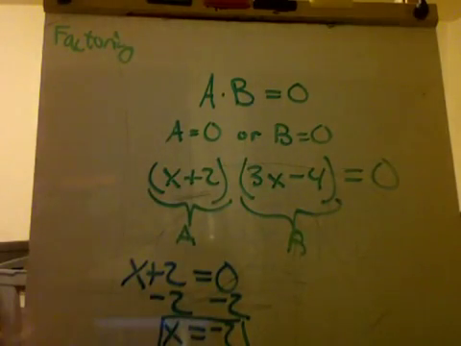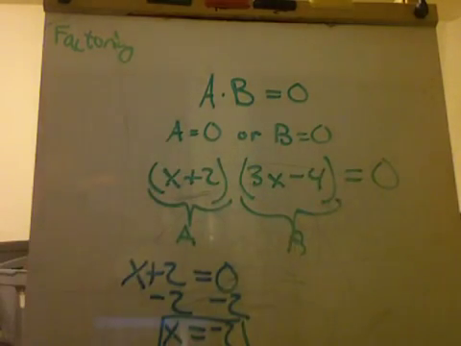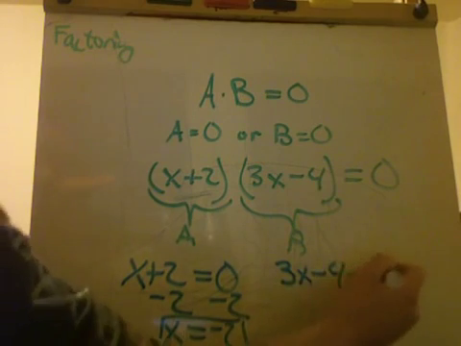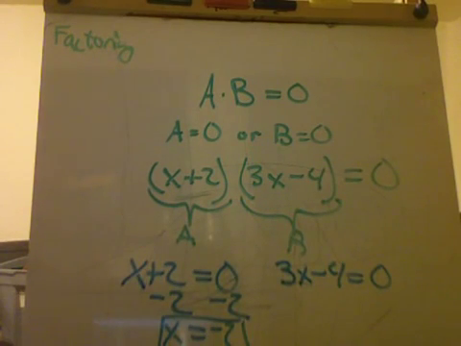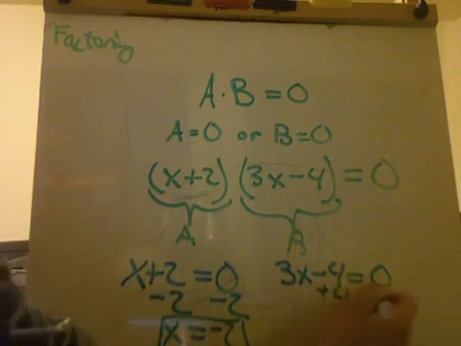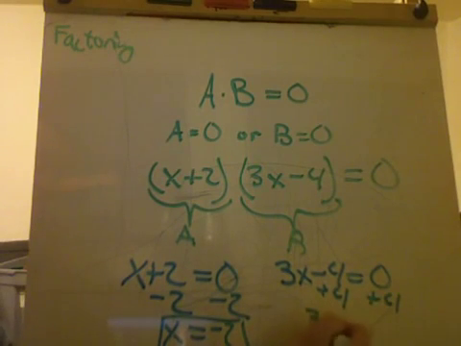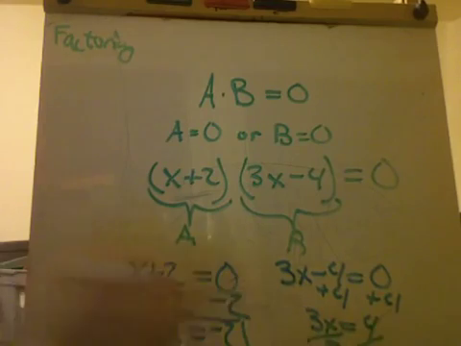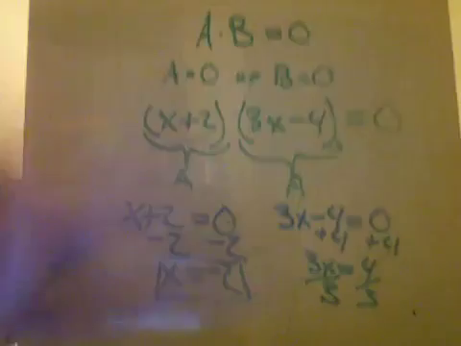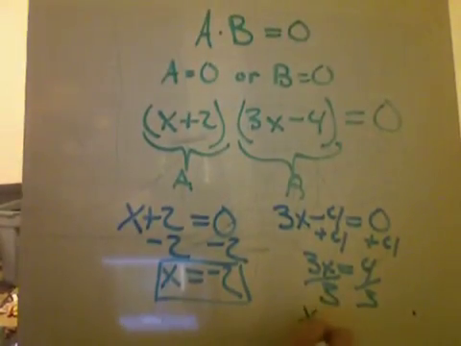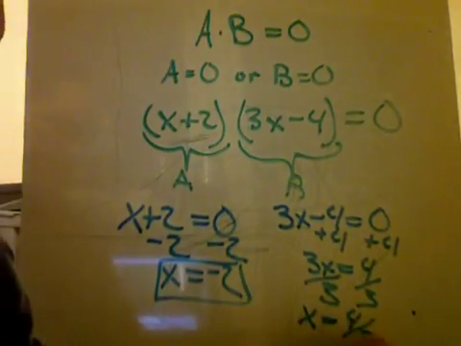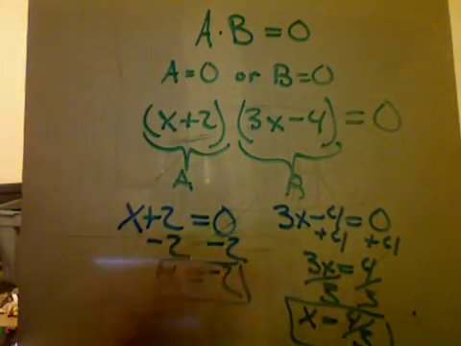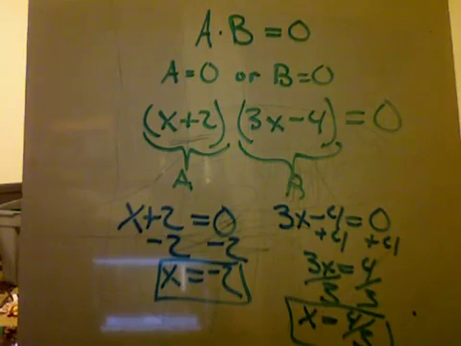Okay? So it works. But it's also possible that our B is 0. I mean 3x minus 4 equals 0. So solve for x. Add 4. 3x equals 4. Divide by 3. Divide by 3. And x equals 4/3. Okay? So if x is 4/3, this whole thing is 0.